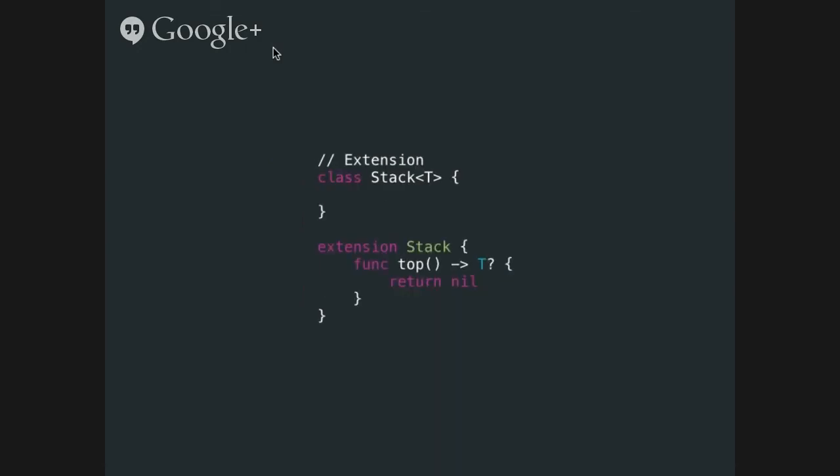Suppose the stack class is not defined by you, but you want to extend it. In extensions also you can use generics. You can mention extension Stack and a top property, which returns T question mark, so it's like an optional, because maybe the stack is empty. It returns a nil value if the stack is empty. Return nil is just for the sake of it, but you should pop out the last value and return it.